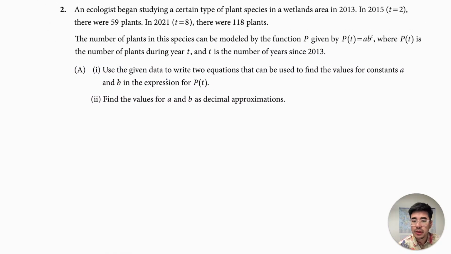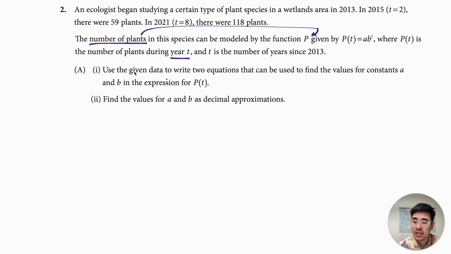So in part 2, we're given this information about some ecologists. We're told that in 2015, t is equal to 2, there were 59 plants, so that's something that we're probably going to use soon. And then we get this other point. It's nice that they did the math for us here. And they told us that we can use this model equation here. We want to pay attention to what our units are, so t is going to be in terms of years, and then p is going to be the number of plant species.